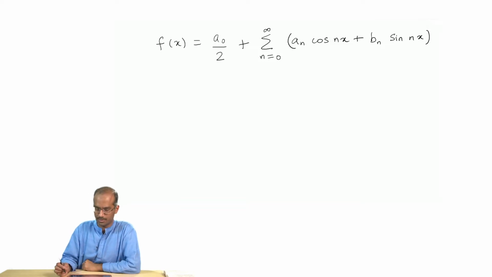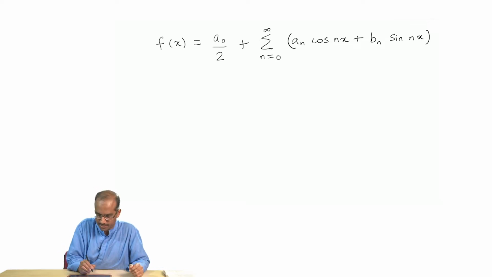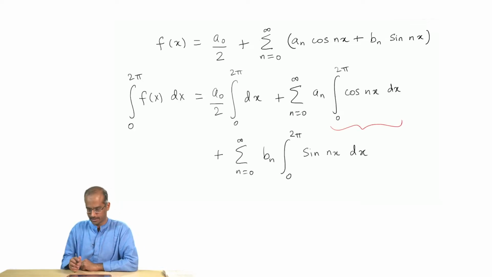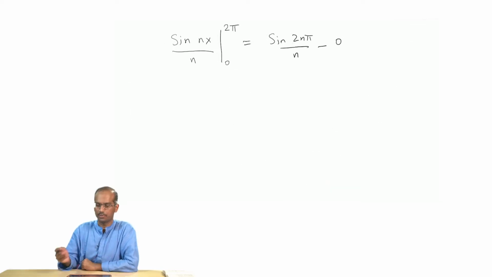So, let us first determine a0, and to do that all I need to do is simply integrate the function over the range of periodicity. Here I will assume that my function f of x has periodicity 2 pi. The cos nx and sin nx integrals both will be 0, because for example, sin 2 n pi for any integer value is 0 as well. So, this integral is 0.